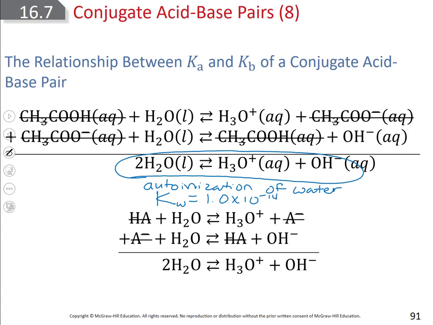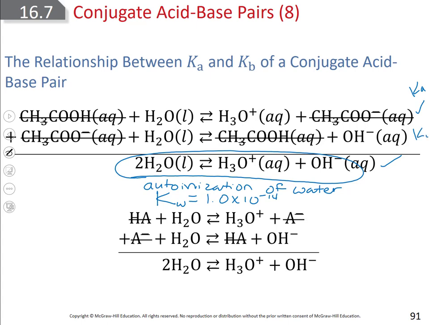This is true for any conjugate acid-base pair where you end up with a strong acid or base. It won't happen if you have a strong acid, weak conjugate base, because the reverse equation doesn't happen at all. But if you have a weak acid, strong conjugate base, or a weak base, strong conjugate acid, you will end up, when you add their two equations together, with the autoionization of water, which we know the K value for.